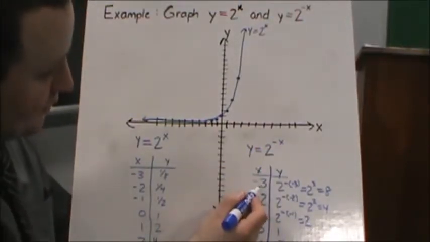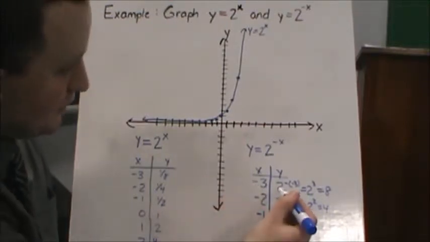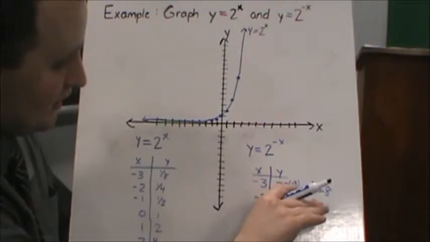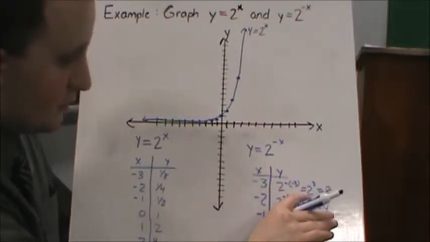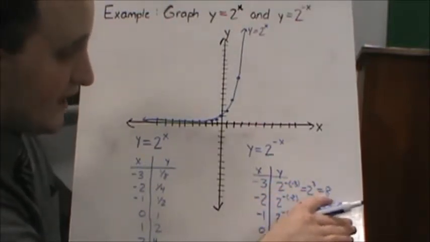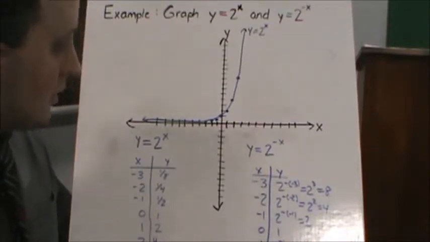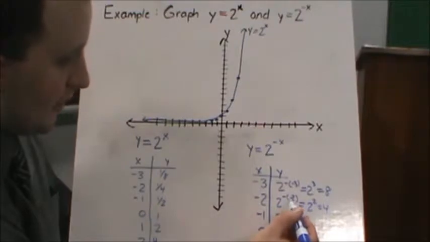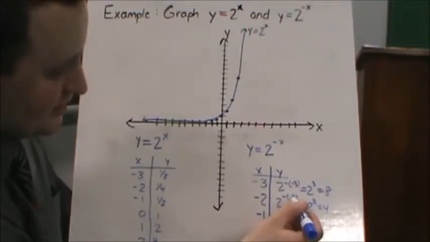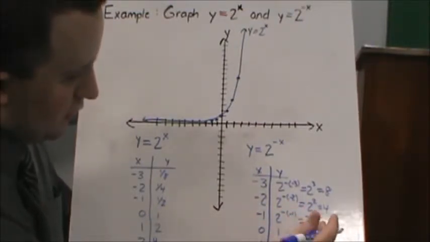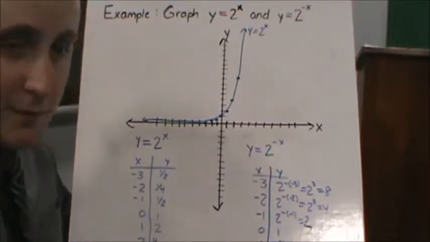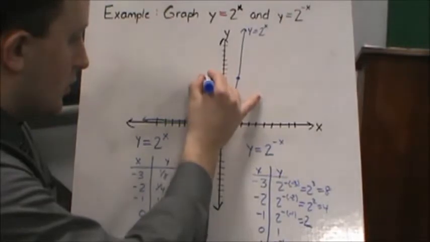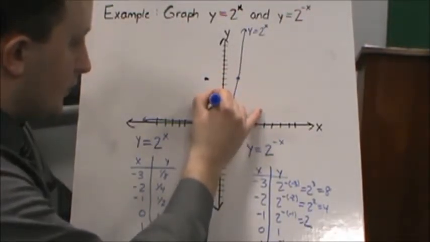If we take negative 3, for example, for x, we have 2 to the negative power of negative 3. We have a negative and a negative here, so that just becomes a positive, and we get 2 to the third power, which is 8. Likewise, if we choose negative 2, we have 2 to the negative 2 power. Those negatives cancel and become a positive. And we're left with 2 squared, which is 4. So right now we have the points negative 3, 8, and negative 2, 4.